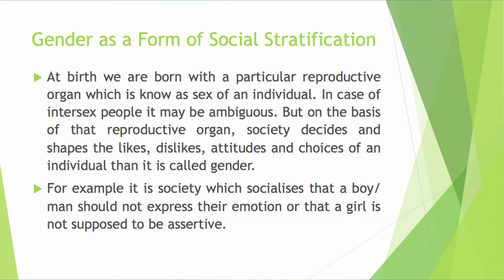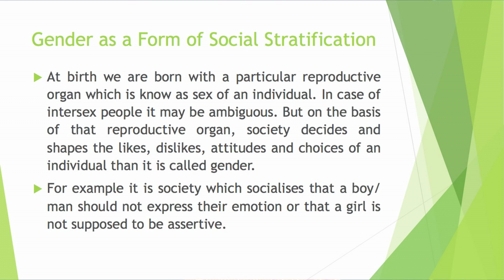But before trying to understand gender as a form of social stratification, let us first try to understand what gender is. Now, at birth, we are born with a particular reproductive organ, which is known as the sex of an individual. In the case of intersex people, it might be ambiguous, but on the basis of the reproductive organ, the society decides and shapes the likes, dislikes, attitudes and choices of an individual, and that is known as gender.